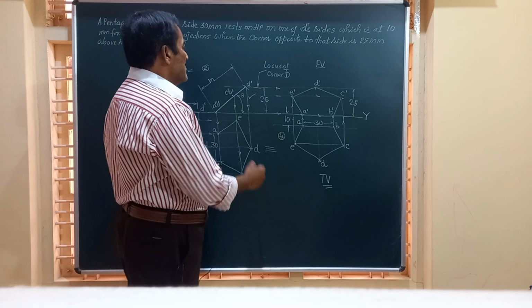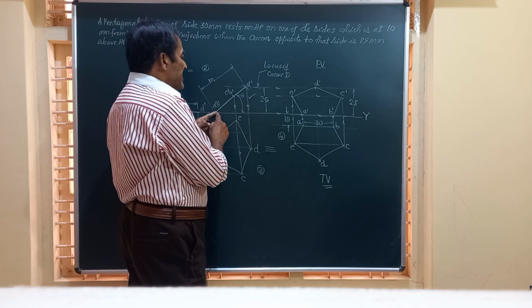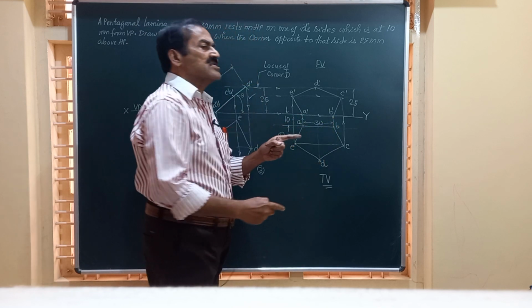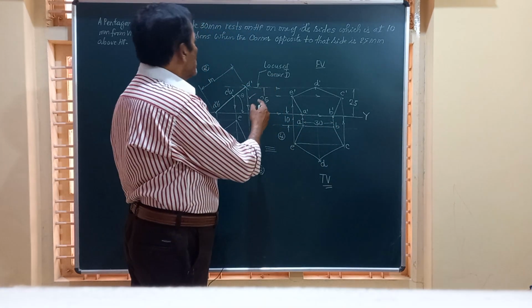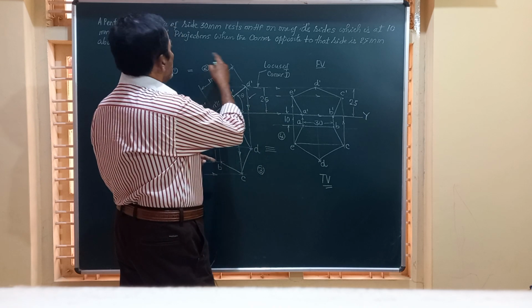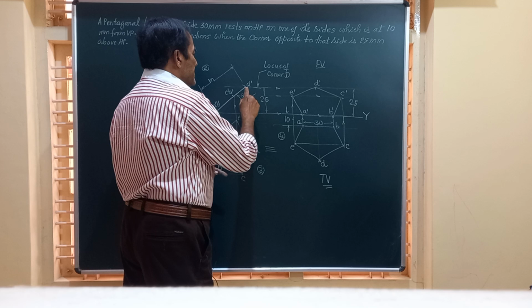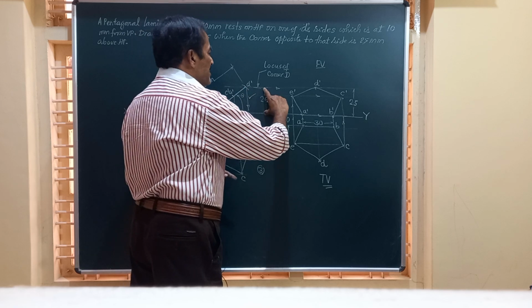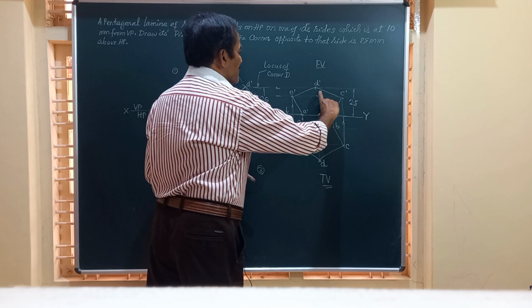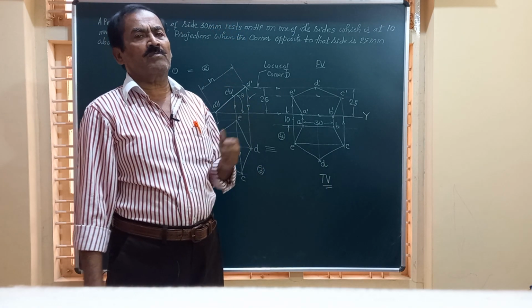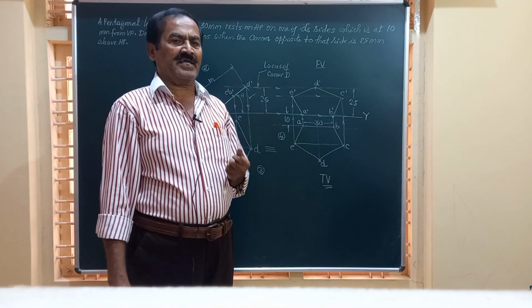And finally, the corner opposite to the side on which it is resting, that is, the side on which it is resting is A dash B dash, and that has to be at a distance of 25 millimeter above HP. Yes, you can see D is at a distance of 25 in this view, again in this view. So the solution we have got for this problem is totally correct.